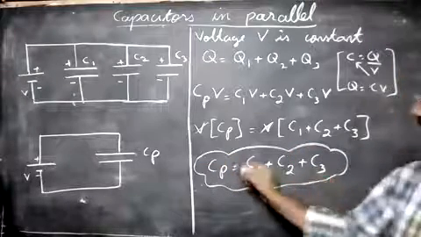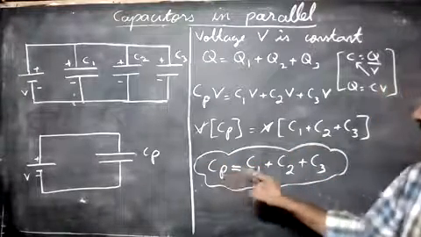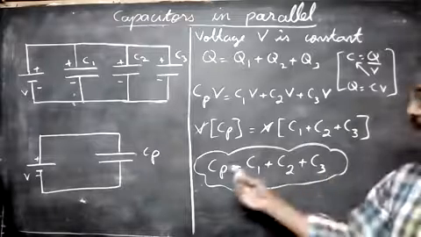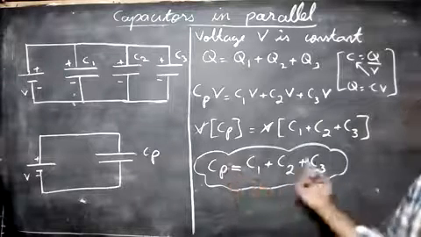So what does the equation mean? Capacitance in parallel is equal to the sum of the individual capacitances. That means the total capacitance will be more than the individual capacitances.